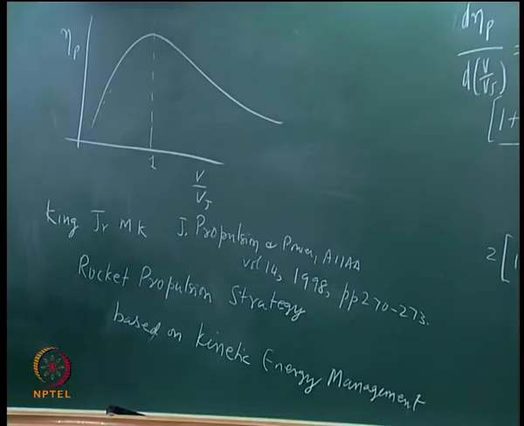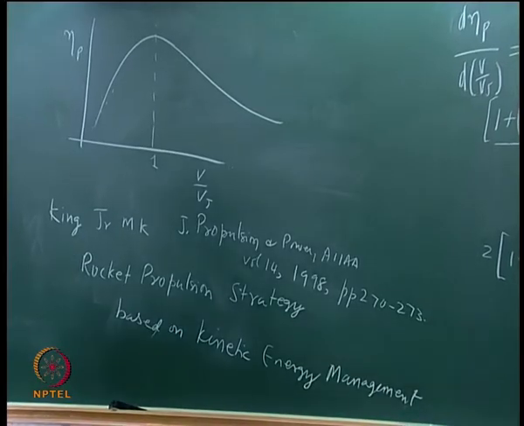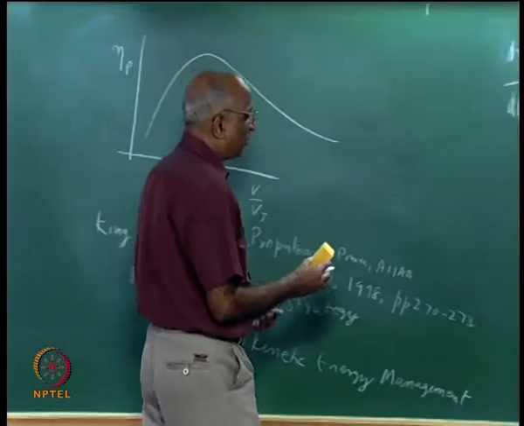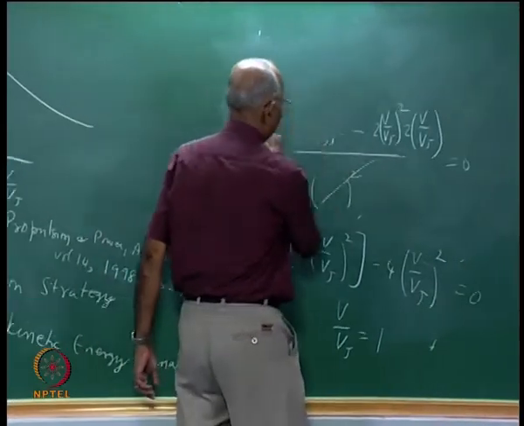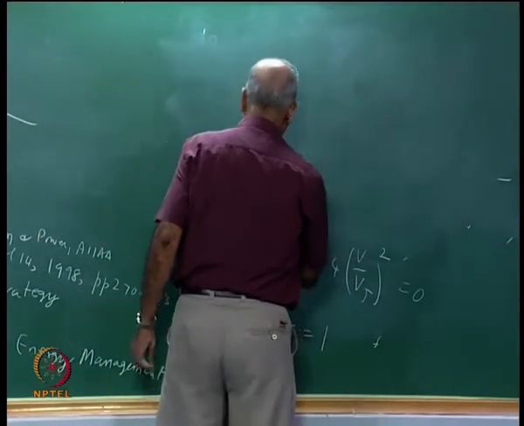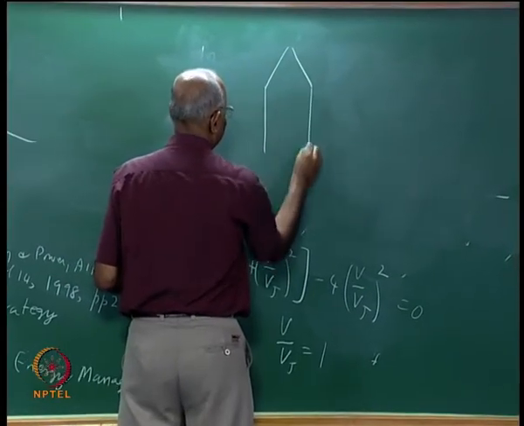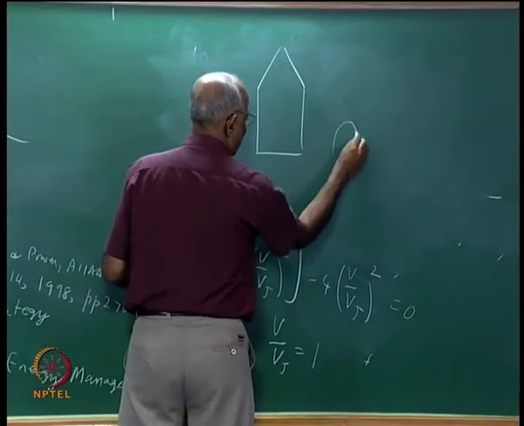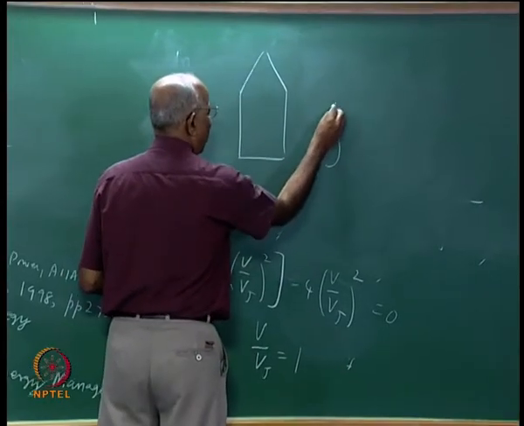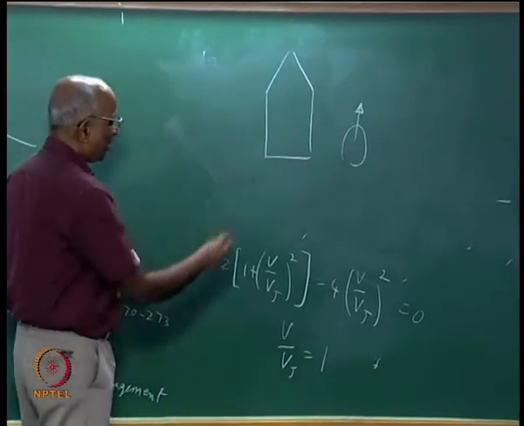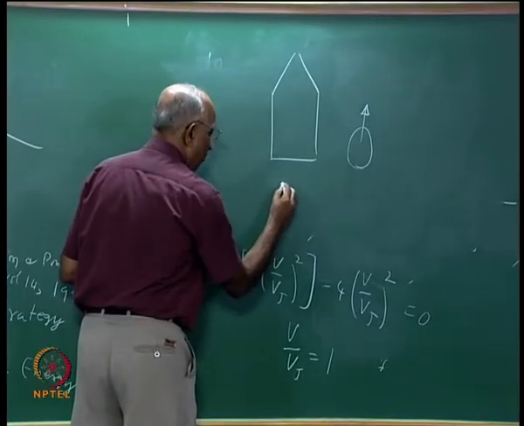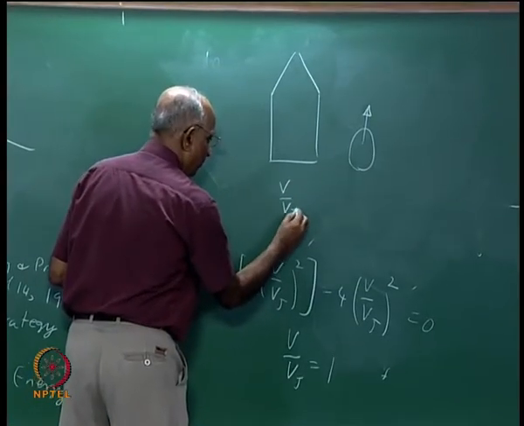But having said that, I want to ask you one question. Under what conditions is propulsive efficiency a maximum? See, we told ourselves a rocket is flying up, and now when it is flying up, you see the trail following it. What is the condition of the trail or the plume when V by Vj is 1?